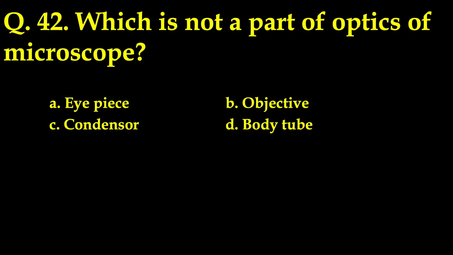Which is not a part of optic of microscope? This was also a question related to microscope. There were 4 options: eyepiece, objective, condenser and body tube. The answer is body tube.